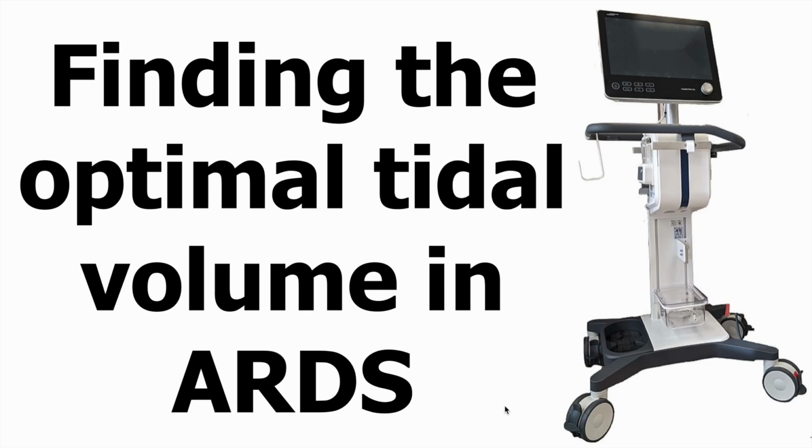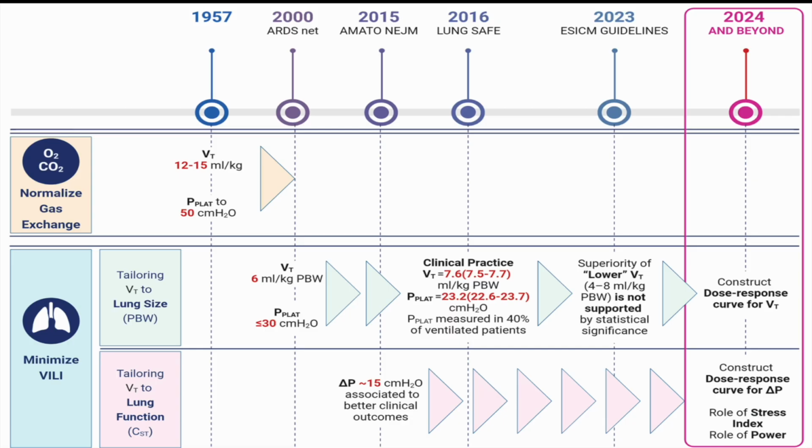Hello and welcome everyone. Today we'll be discussing an important topic, that is how to find the optimal tidal volume in our ARDS patients. So ARDS, since its initial days and the initial days of the ventilator, the tidal volumes were set very high, around 12 to 15 ml per kg. But then over a period we learned that there is something called ventilator induced lung injury.